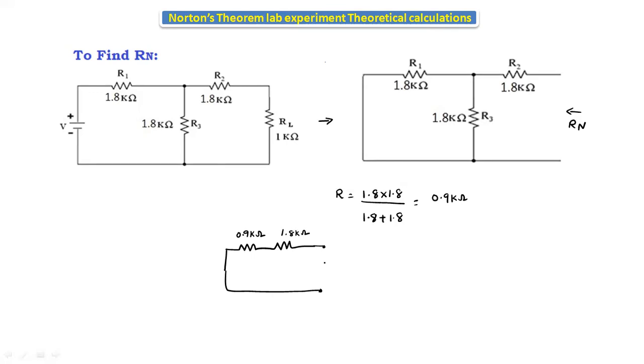1.8 kilo ohm, this is called Rn. If you see the circuit here, 0.9 kilo ohm is connected in series with 1.8 kilo ohm. So R is equal to R1 plus R2. So finally Rn is equal to 2.7 kilo ohms. For the given circuit, Norton's resistance is 2.7 kilo ohms.